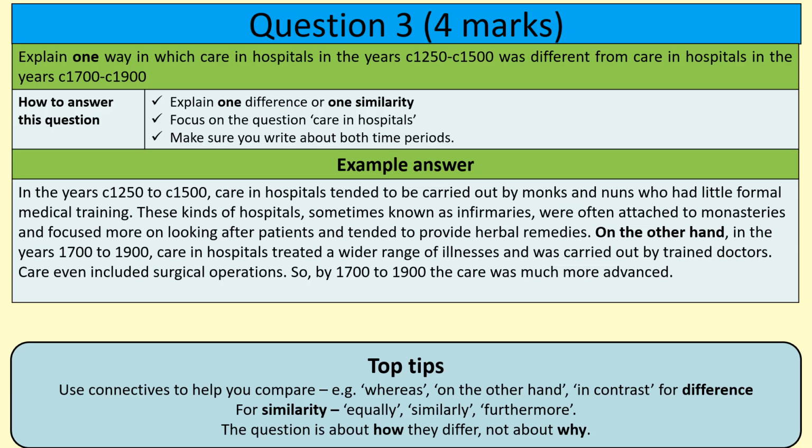So let's have a look at an example answer which will get 4 out of 4. In the years 1250 to 1500, care in hospitals tended to be carried out by monks and nuns who had little formal medical training. These kinds of hospitals, sometimes known as infirmaries, were often attached to monasteries and focused more on looking after patients and tended to provide herbal remedies. On the other hand, in the years 1700 to 1900, care in hospitals treated a wider range of illnesses and was carried out by trained doctors. Care even included surgical operations. So by 1700 to 1900, the care was much more advanced. Okay, so that's an example answer for question 3.